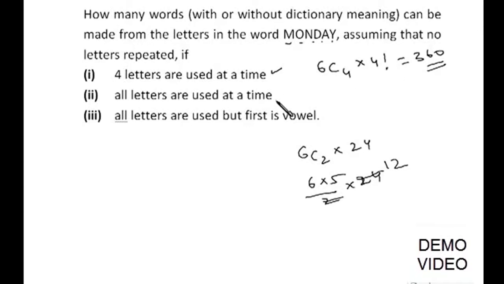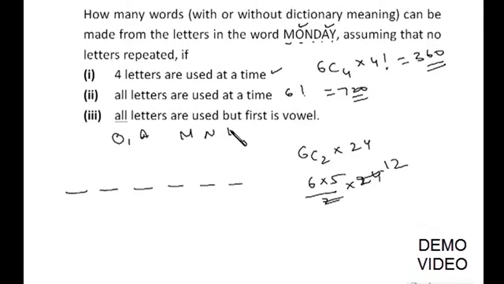Now all the letters are used at a time. That means 6 places are there and 6 letters are there. So it's 6 factorial, as simple as that. Now all the letters are used, but the first letter is a vowel. Now we have 1, 2, 3, 4, 5, 6 places. How many vowels are there? It's O and A, 2 vowels. Remaining are M, N, D and Y.